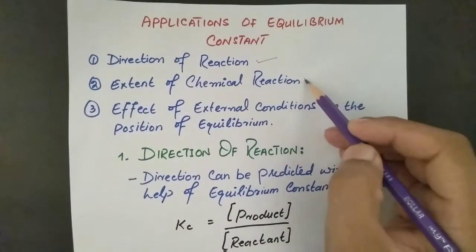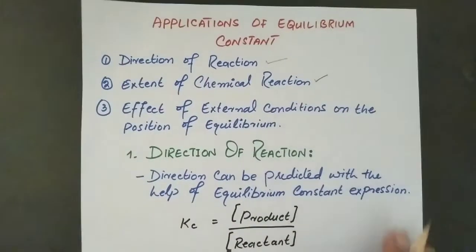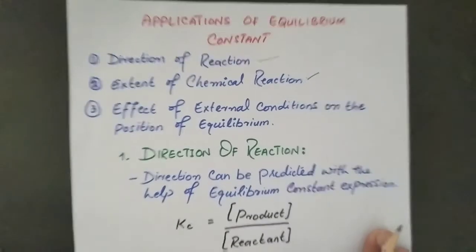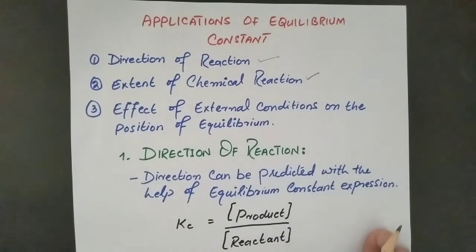The second will be the extent of a chemical reaction, that is, up to what extent the chemical reaction will go to completion, whether the reaction will move 100% to completion or whether the reaction will go to the product side only up to some extent, that is 20% or 30%, or it is a case of 50-50. So we'll be discussing that application as well.